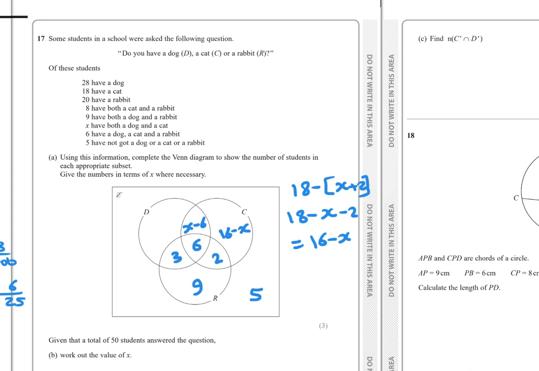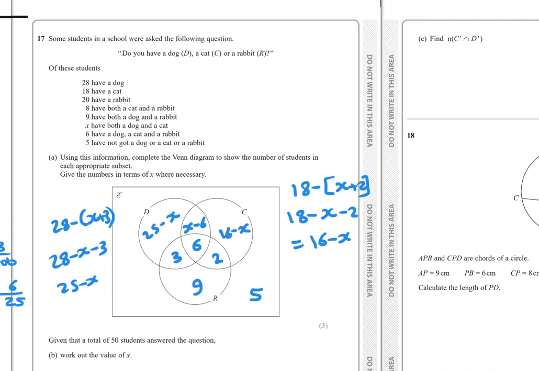And to find the number in that region, 28 have a dog, so this region contains 28. So add these numbers together first. X minus 6 plus 6 plus 3. The 6 and negative 6 cancel out, so we have x plus 3. So now subtract: 28 minus (x plus 3), which is 28 minus x minus 3. So 25 minus x. In this region we have 25 minus x.